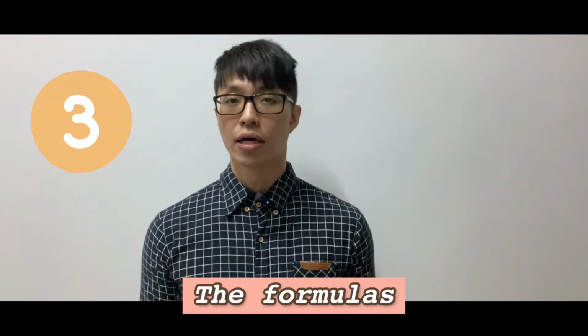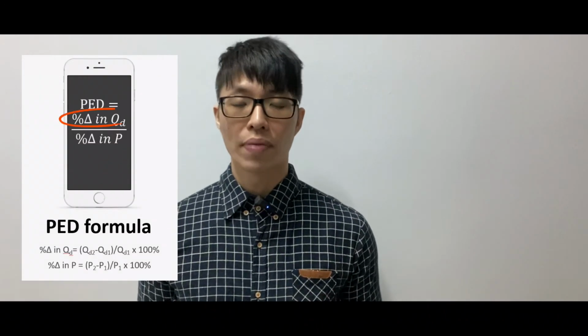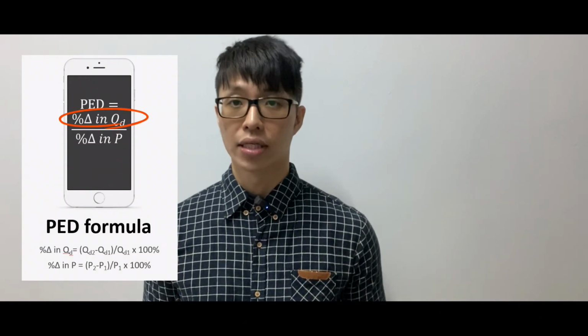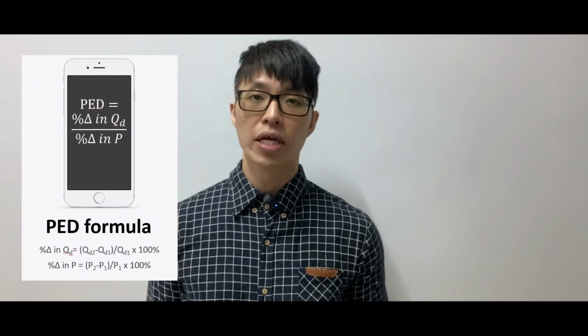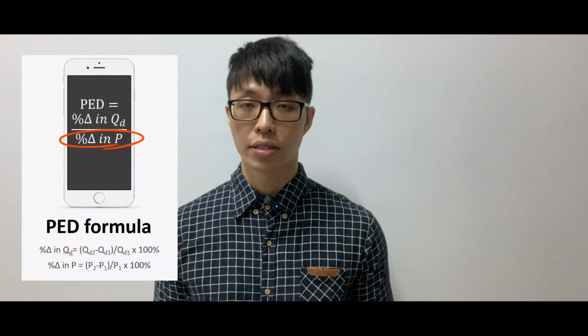The last step will be the formulas. Formulas also have a lot of compare and contrast features inside. Usually, the numerator will not change. However, except for one, something will change. So please pay attention. For PED, the numerator will be percentage change in quantity demanded. The denominator will be percentage change in price.